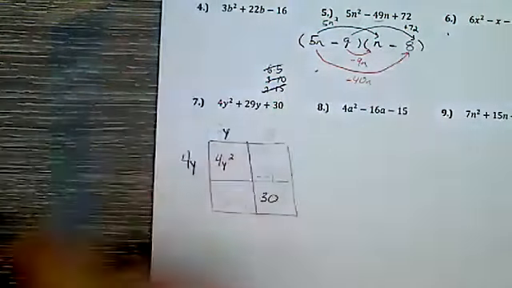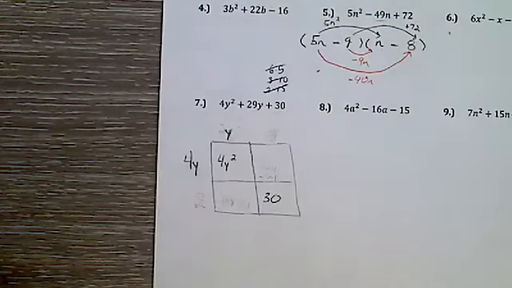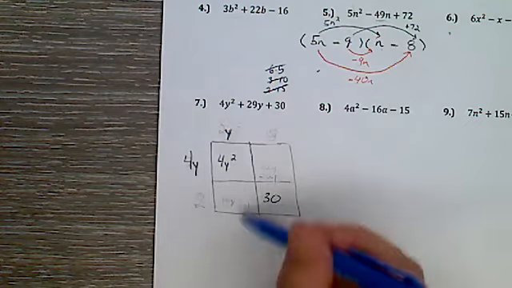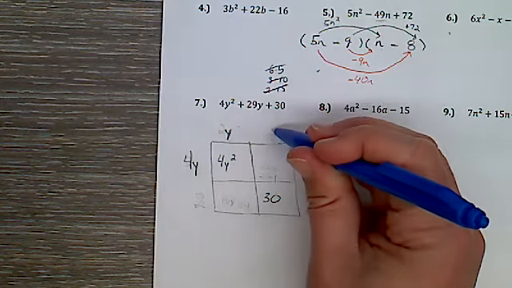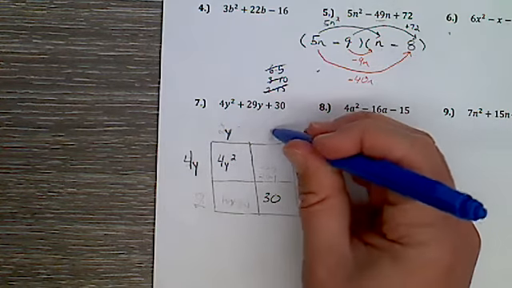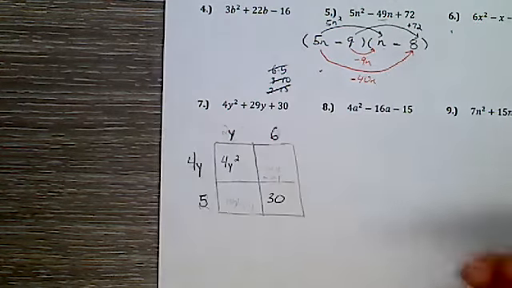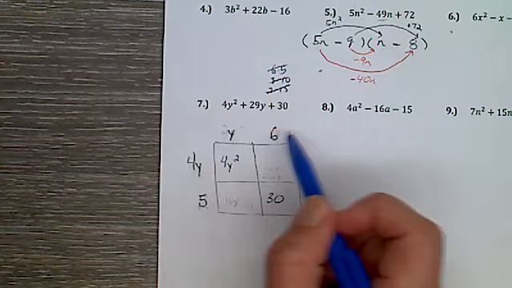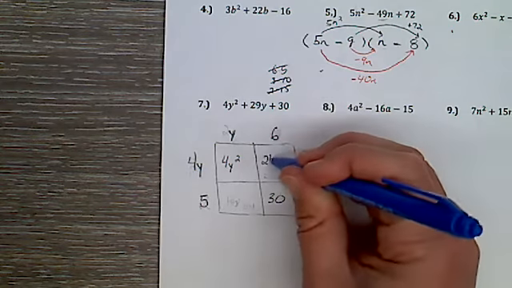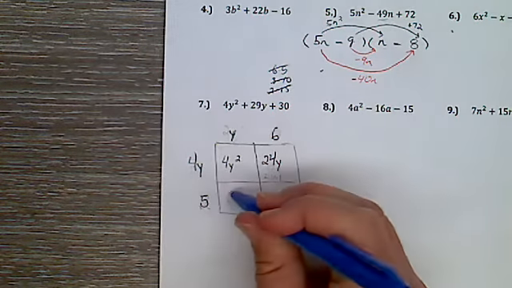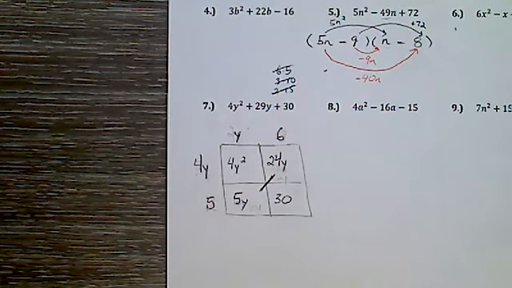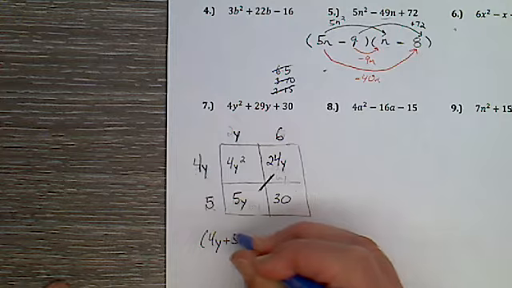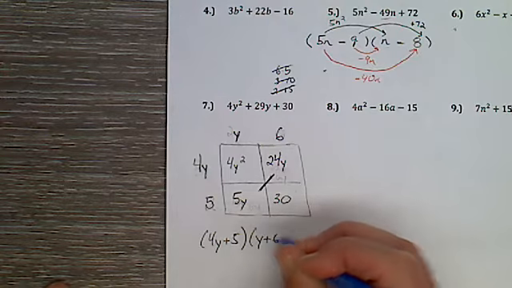And that's okay, because I'm not really in a hurry. So let's see here. Okay, I've got to get to 30. I could try again 6 times 5, like I started before. I'm going to put the 6 by the 4, because I think this is going to work. That's going to give me 24y, 5y, and there we go. That adds to 29, so it works. So the answer is 4y plus 5 times y plus 6.